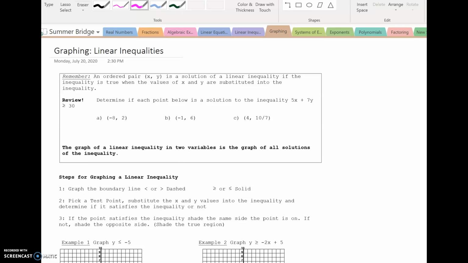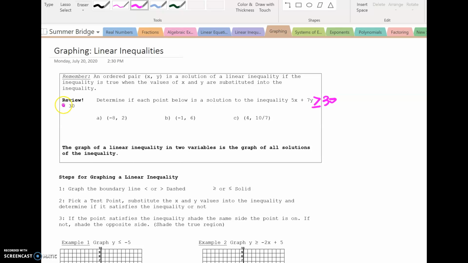To go back a little bit and review, I want to really talk about ordered pairs and how those ordered pairs are going to line up and whether they're solutions or not. So an ordered pair (x, y) is a solution of a linear inequality if the inequality is true when the values of x and y are substituted into that inequality. For example, I have the inequality 5x + 7y is greater than or equal to 30.